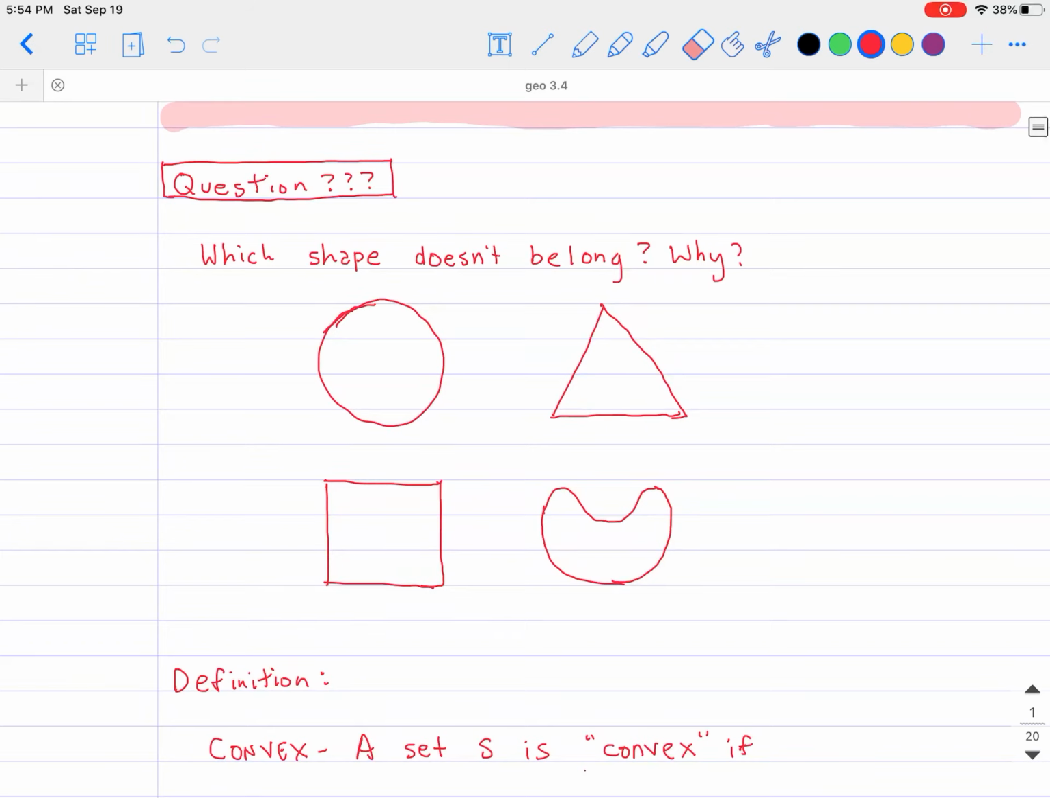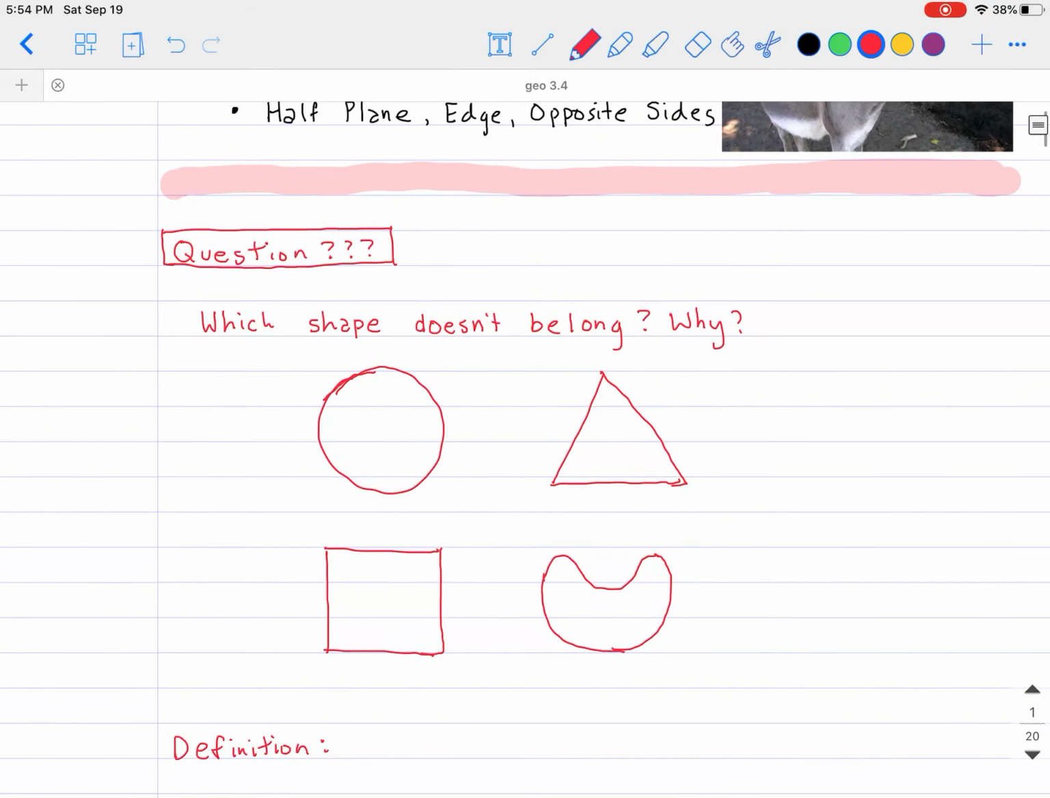The first question I have for you is, which one of the following shapes does not belong, and then the question is why? Notice the four shapes over here. One of the games I liked to play back in elementary school was on a TV show called Sesame Street. They would have four things on the board, and one of them would be different. Here it's exactly the same idea.